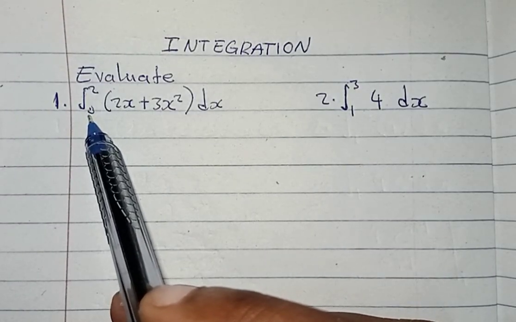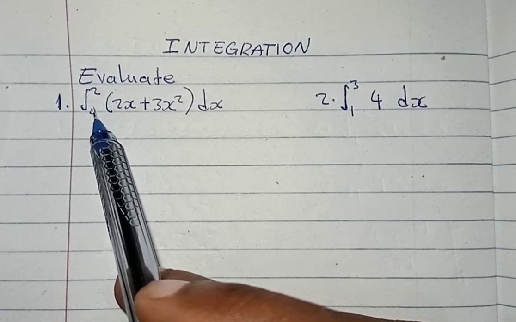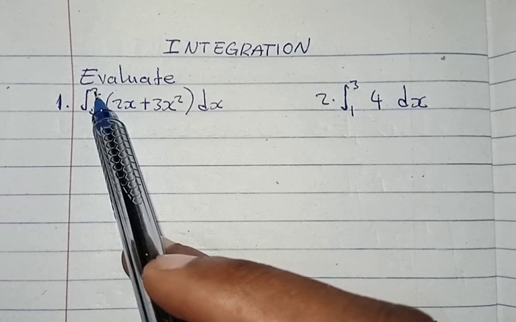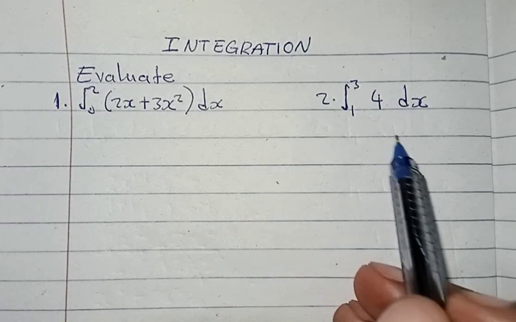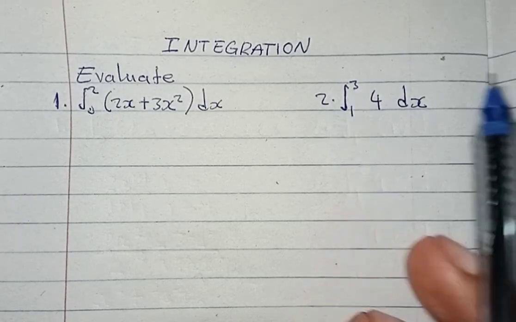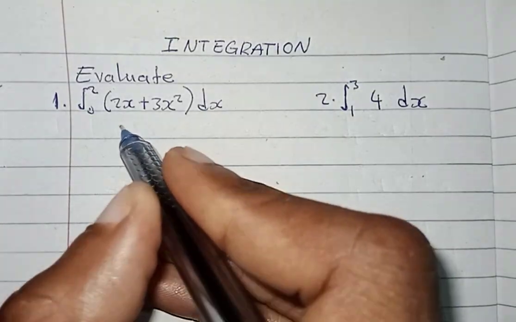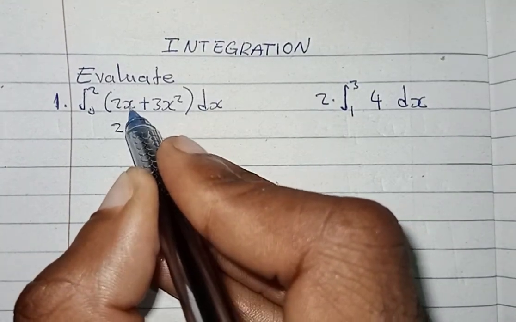For the first one, we're evaluating between 0 and 2, where 0 is the lower limit and 2 is the upper limit. The second integral, we are evaluating between 1 and 3. 1 is the lower limit and 3 is the upper limit. Let us integrate. To integrate, we drop this 2, then we look at this x.